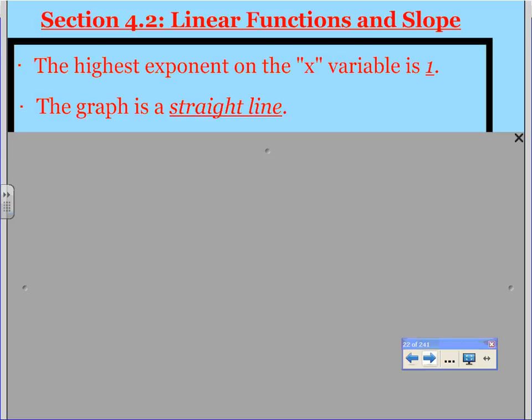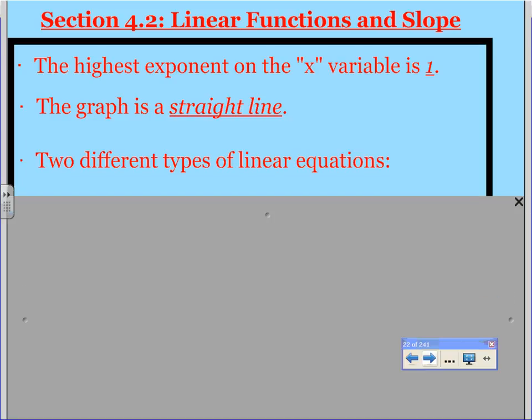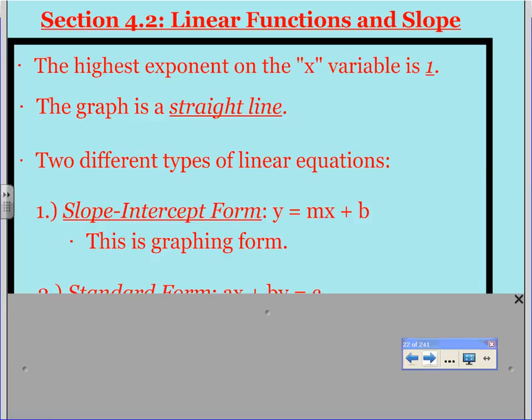The graph of a linear function is always a straight line. No more of those U-shaped graphs for now, at least until we get to our final exam. They are always going to be a straight line. Whether it's going up or going down depends on the equation. Next part of the box says there are 2 different types of linear equations. In other words, there are 2 forms you can write an equation in: slope-intercept and standard form.